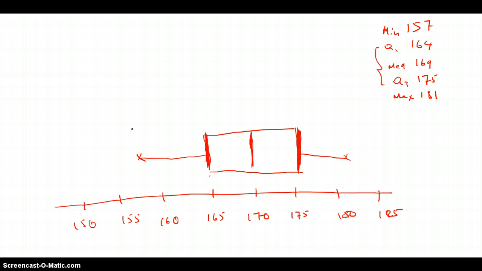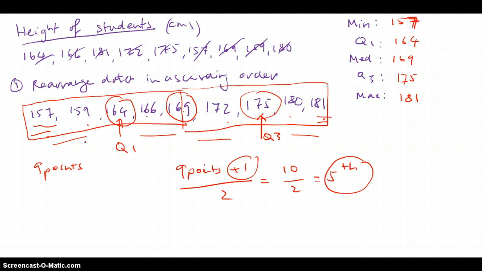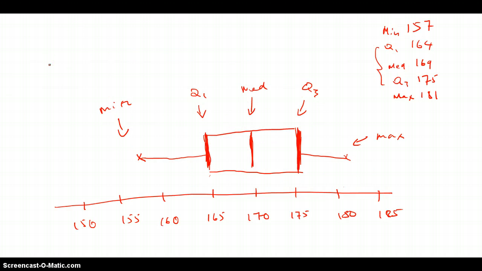So again, if we look at the 5 main bits, this is going to be the minimum, this is going to be Q1, this is going to be the median, this is going to be Q3, and this will be the maximum. So this is how we transformed these 9 data points into something that looks like this. Okay, so the key part is to make sure you get your 5-figure summary out, and as soon as you've got your 5-figure summary out, plot it onto a graph.